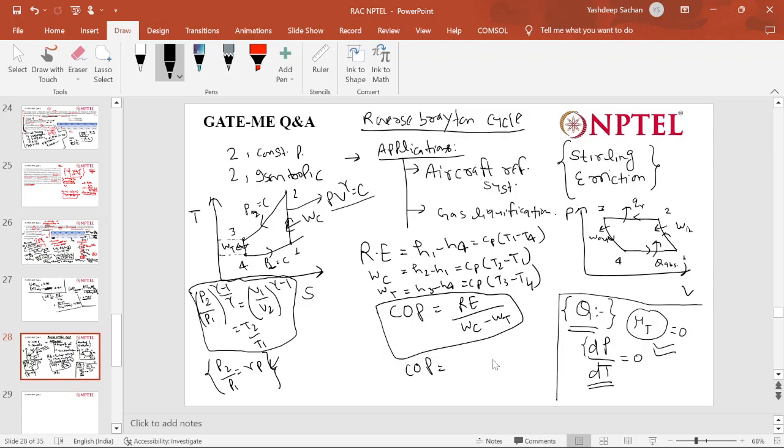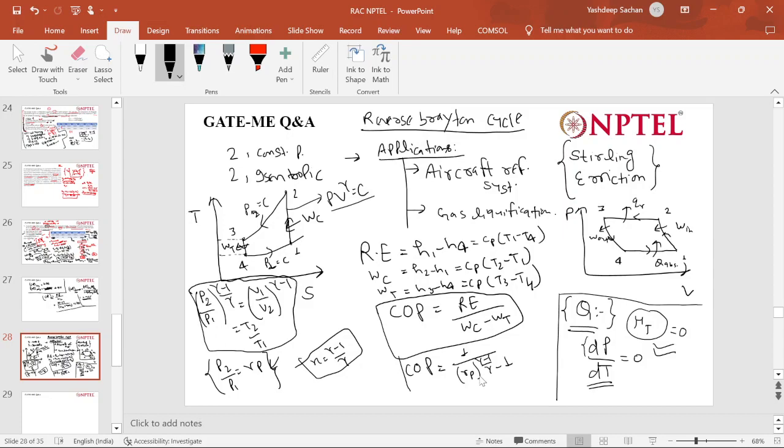What is the formula? 1 by (Rp to the power (gamma minus 1) by gamma) minus 1. Let's suppose we say x is equal to (gamma minus 1) over gamma. Then it will come 1 by (Rp to the power x) minus 1. That you remember anyhow, because this ratio you can remember from here: Rp to the power (gamma minus 1) over gamma, right?